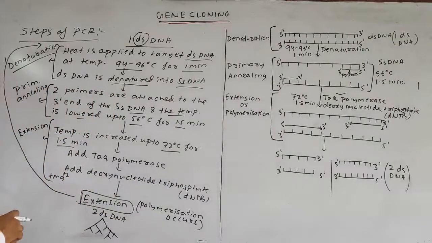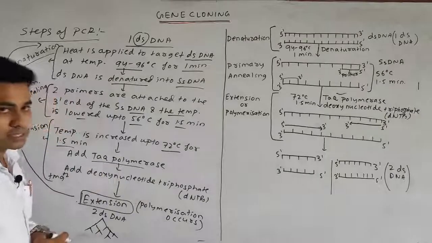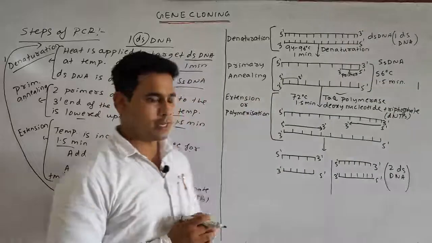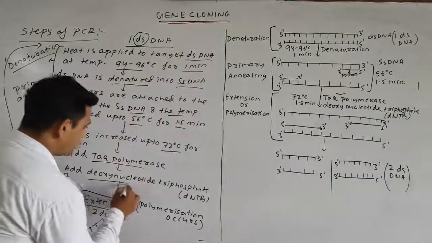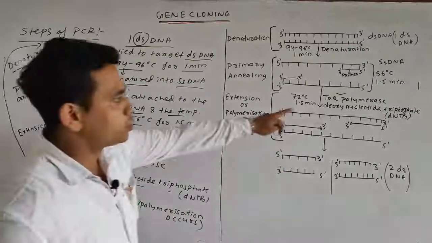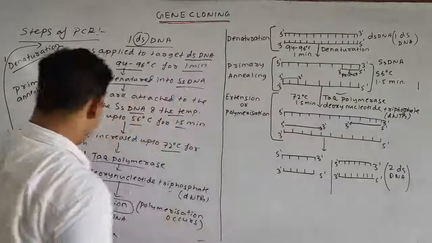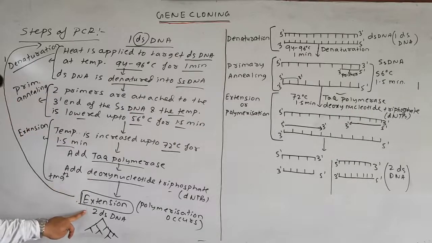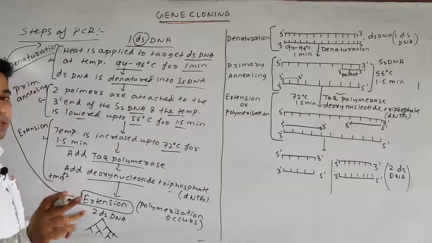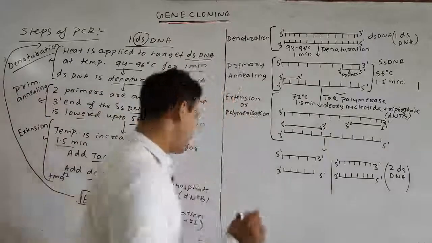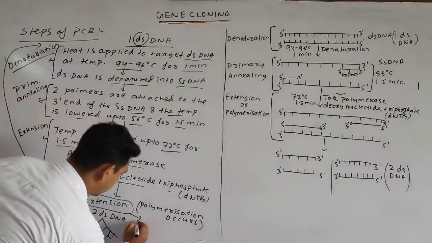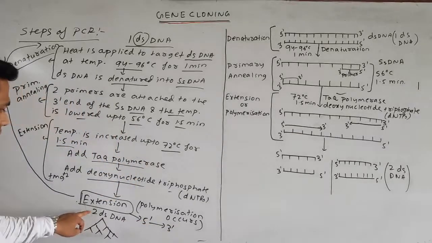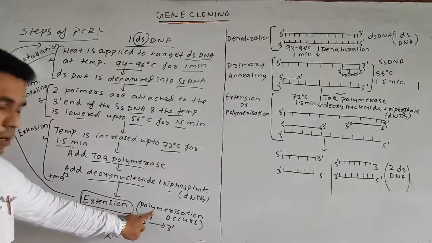Now what enzymes are being used? The Taq DNA polymerase enzyme is used, as it is able to sustain throughout the reaction. Then also the deoxynucleotide triphosphates, or the dNTPs, are used. In the presence of magnesium ions the extension takes place. Always remember, the extension always takes place from the 5' end to the 3' end. So this is known as the extension or the polymerization.